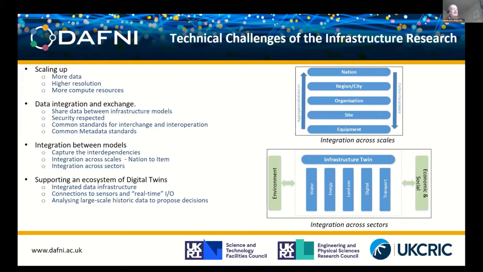interdependencies. We want to be able to integrate across different sectors, so water, energy, land use, digital infrastructure. We want to be able to build models that look at the interactions between them, and also the interaction between those things and the context, the natural environment, and the economic and social environment in which we're living, and also across scales, from an individual item or piece of equipment right through to a location, to a town or a city or a region or a country. Those differences in scale, both spatially and temporally, again give us a whole load of other challenges.